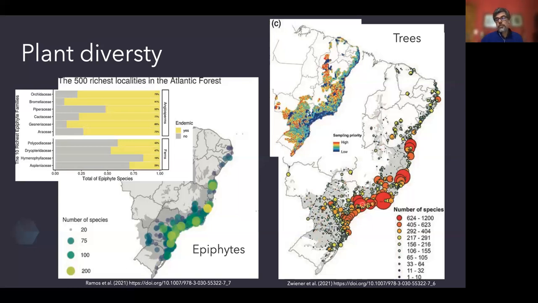And diversity in the Northeast tend to be smaller, okay? Because remember the size and diversity. The bigger the area, the more species you have.